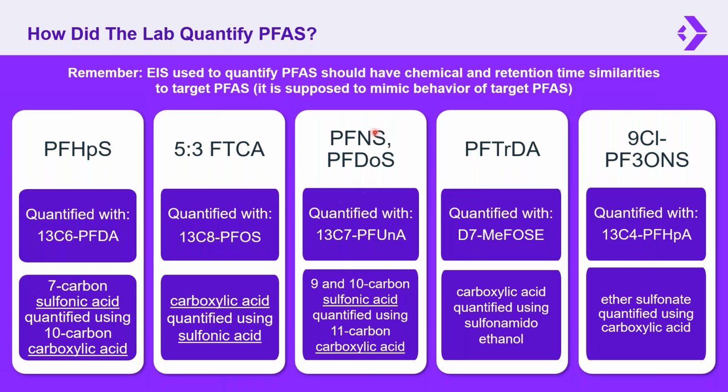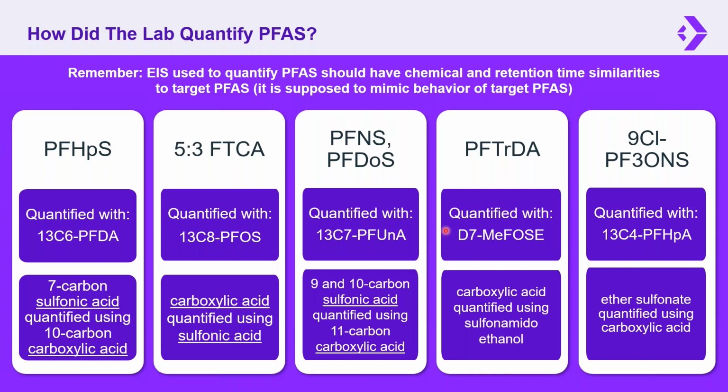They did something similar with PFNS, PFDoS, and TrDA as well. This is a carboxylic acid that was quantified with a carbon-labeled isotope of a sulfonamido ethanol. Again, not at all chemically similar. And these are just some examples; there were more like this as well. The lab said that they did this due to interferences. But even if there were interferences, this is not necessarily a justification for quantitation to be performed like this, because any interference in these extracted internal standards is also going to affect the target PFAS in the same manner. And that is the whole point of isotope dilution.